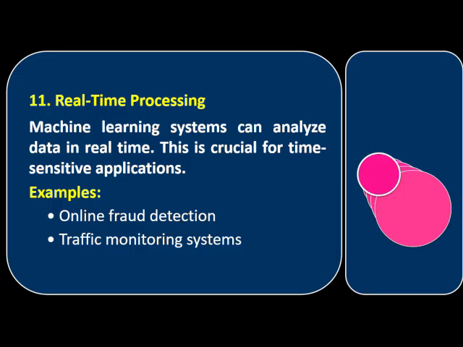Some applications require immediate response. Machine learning systems process data in real time. Fraud detection, blocking, and translations are the major aspects of this real time processing.